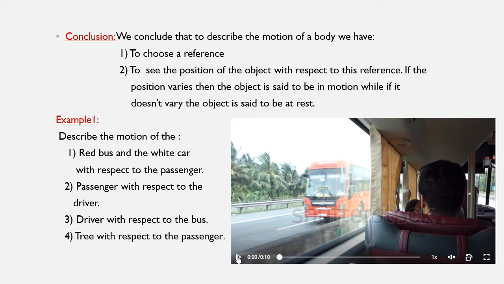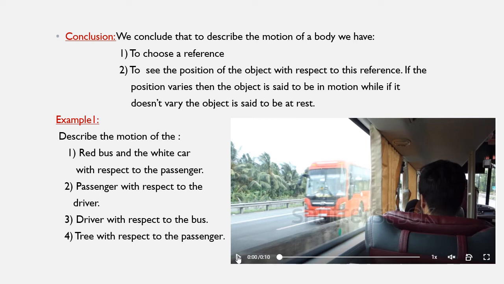So in your opinion, is the red bus in motion or at rest with respect to the passenger? Let's see the position. The position between the red bus and the passenger varies, since both are moving. So we can say that the red bus is in motion with respect to the passenger.